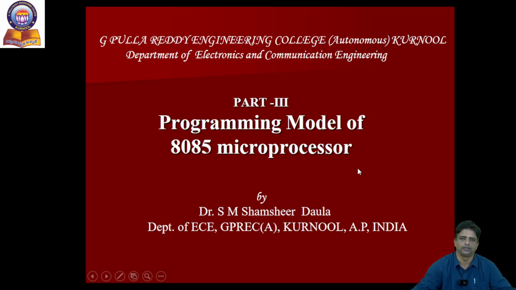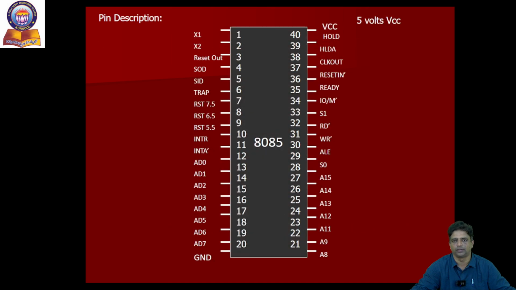Hello and welcome to the session on the 8085 microprocessor programming model. In the earlier discussion, we had a look over the architecture, inner details, inner register arrangements and memory communicating arrangements through address and data lines, and IO communication lines. Then we looked over the pin description of the 8085 microprocessor.